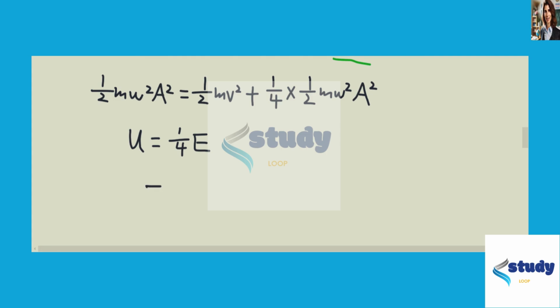So therefore, we have E, which is 1/2 m omega squared a squared here, is equal to 1/2 mv squared plus 1/4 E. And we know kinetic energy is equal to 1/2 mv squared. So therefore, kinetic energy K here can be equal to E minus 1/4 E, which is 3/4 E.